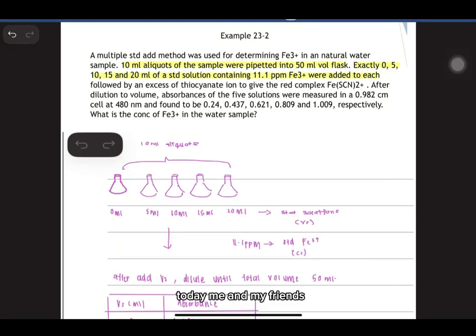Hello everyone, today me and my friends will be presenting the multiple standard addition method which was used in our CHM580 experiment to determine the concentration of Fe3+ ions in a natural water sample. But for this session, we will focus on how to find the standard volume Vs we assume added. So let's consider this question to be solved.